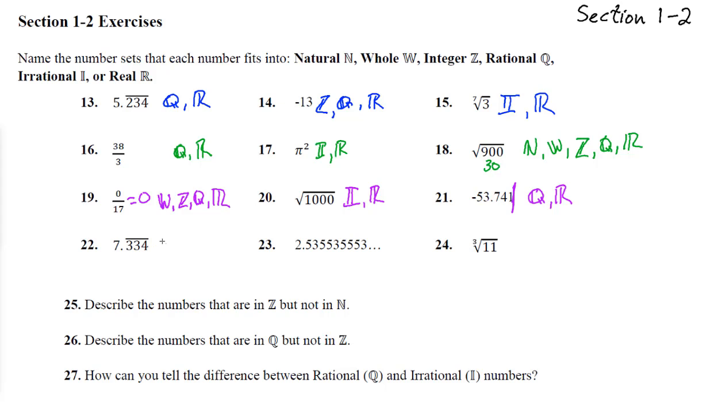7.334, 334, 334, that repeats, so it is obviously rational because it has a repeating decimal. So rational and real. Everything's real.